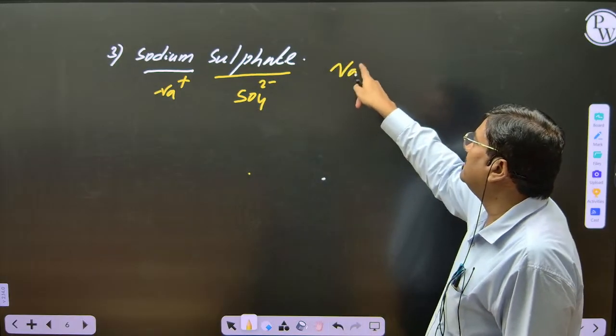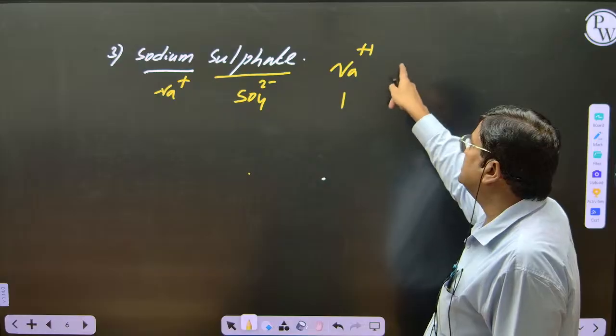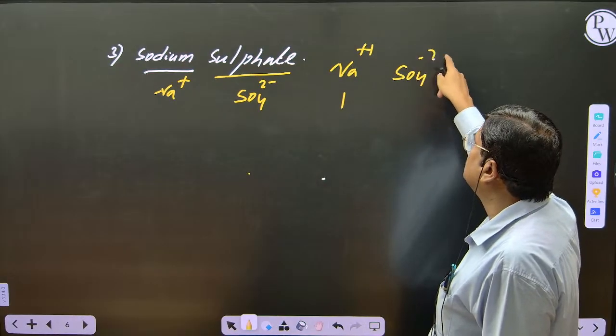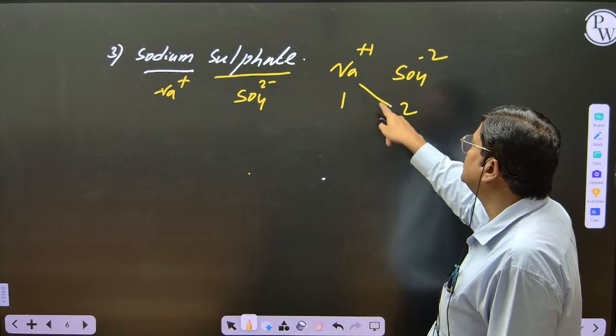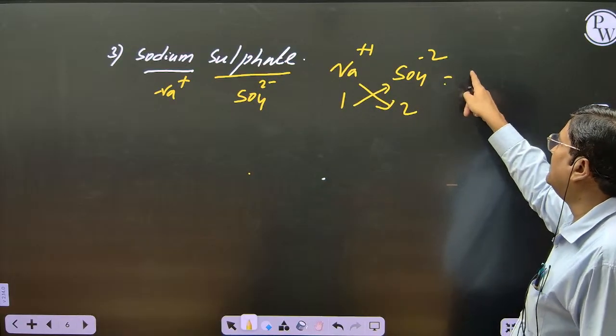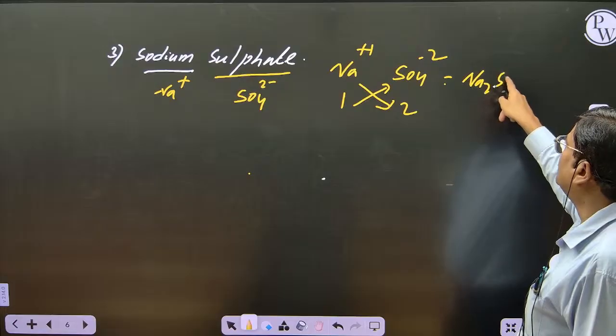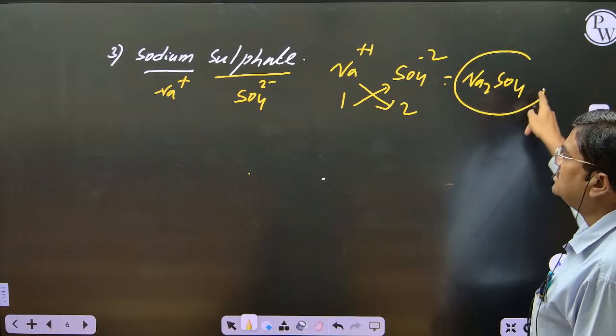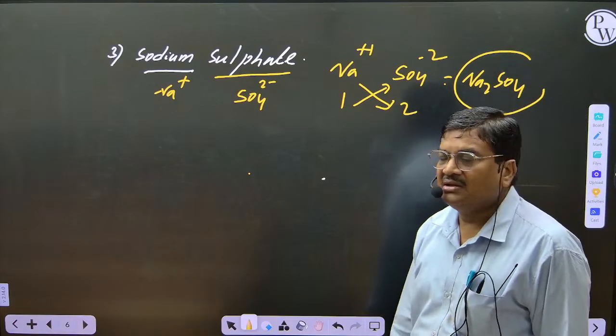Now what you do? Crisscross. The sodium valency is 1 and the sulfate valency is 2. So this valency goes to this one, this valency goes to this one. So what will be the formula? Na2SO4. This is what we call sodium sulfate.